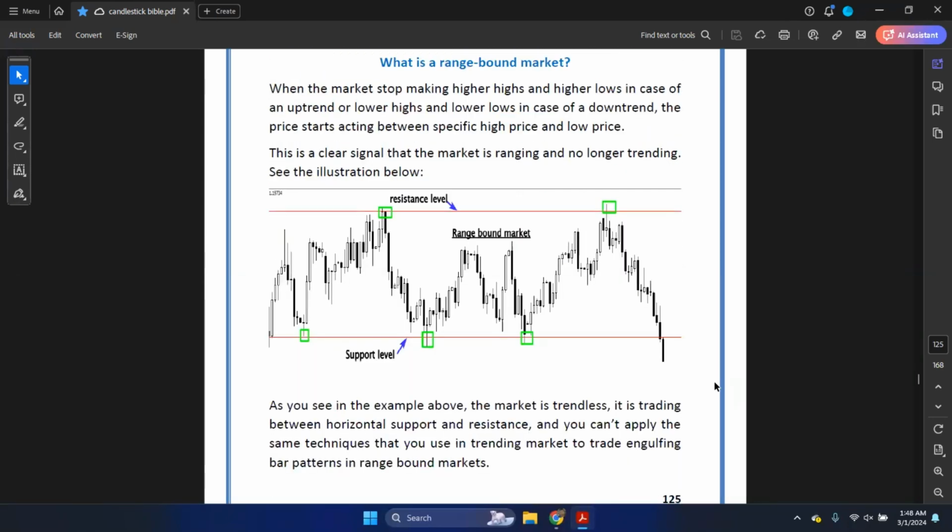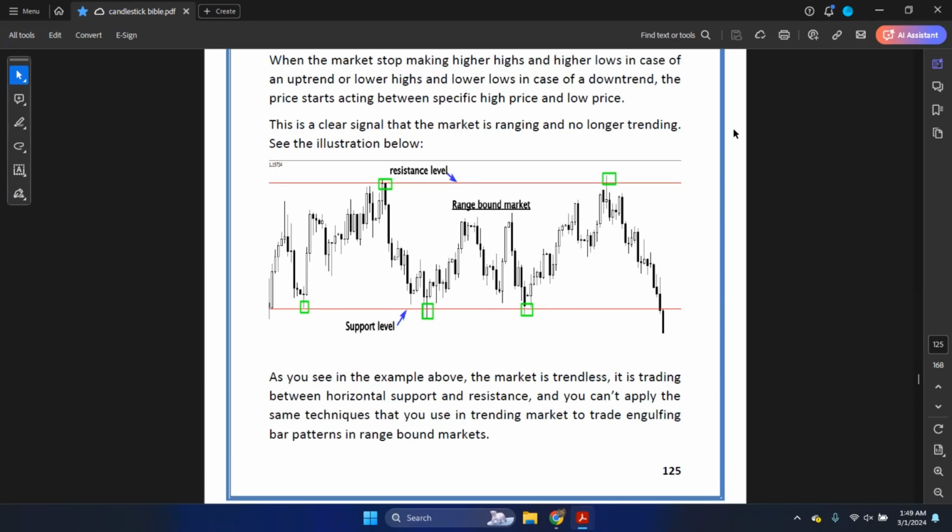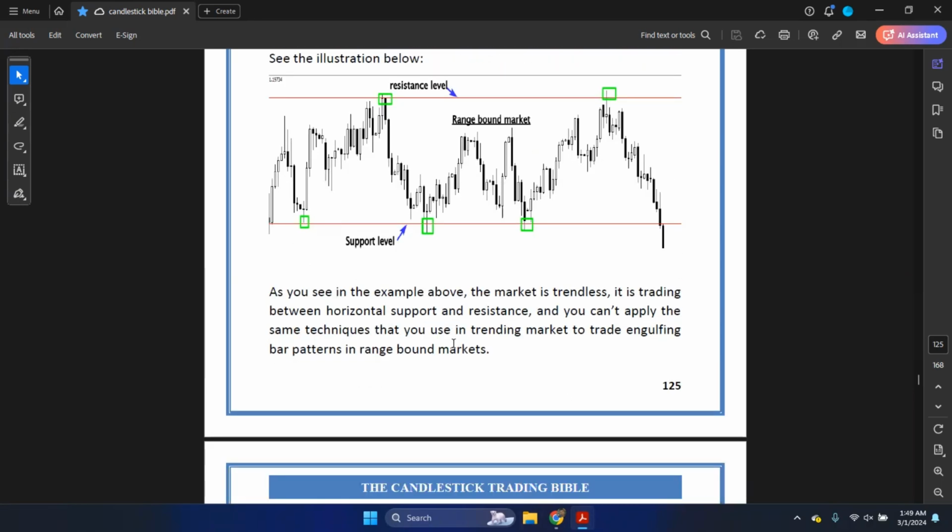What is the range bound market? When the market stops making higher highs and higher lows in case of an uptrend, or lower highs and lower lows in case of a downtrend, the price starts acting between specific high price and low price. This is a clear signal that the market is ranging and no longer trending. See the illustration below. Okay, here's that illustration. I think this was actually on gold today. We're gonna take a look at gold.